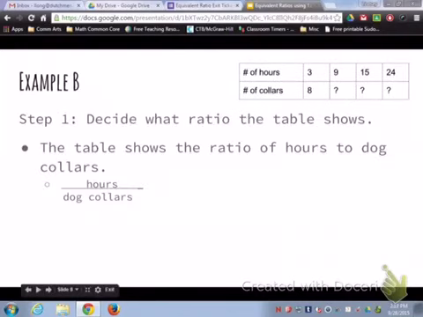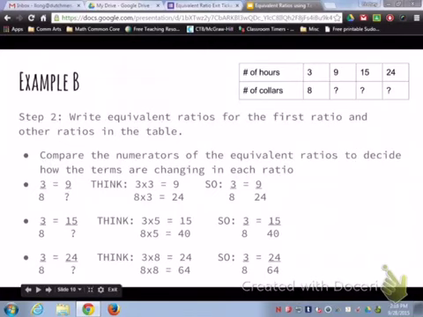So our first step is to decide what ratio the table shows. So the table shows the ratios of hours to dog collars. So our hours are going to be on top and our dog collars are going to be on the bottom. Our next step is to write equivalent ratios for the first ratio and other ratios in the table. So basically we're going to have to think, what could our ratios be? So we're going to compare the numerators of the equivalent ratios to decide how the terms are changing.